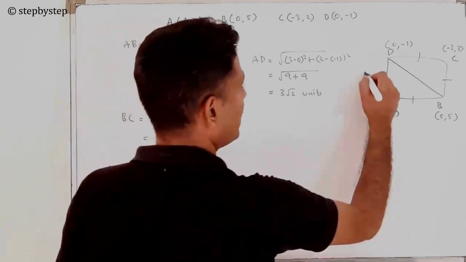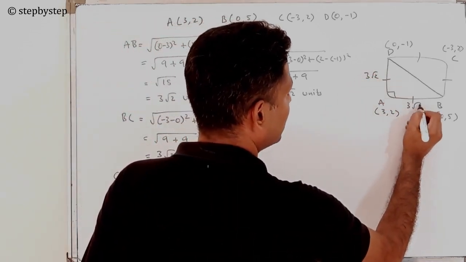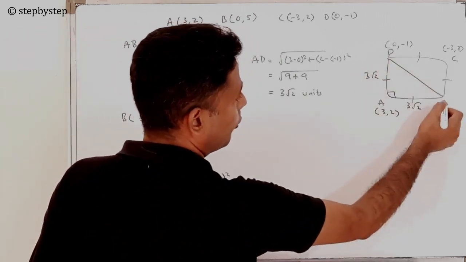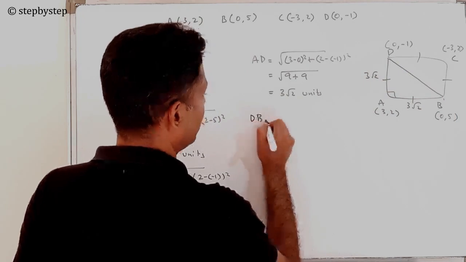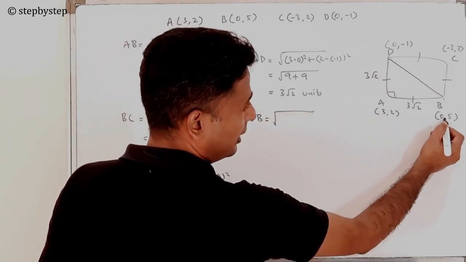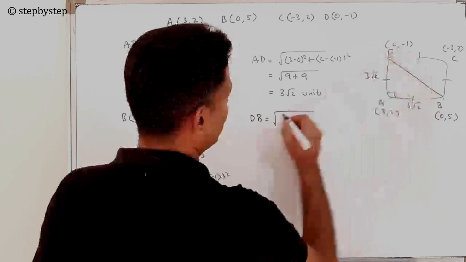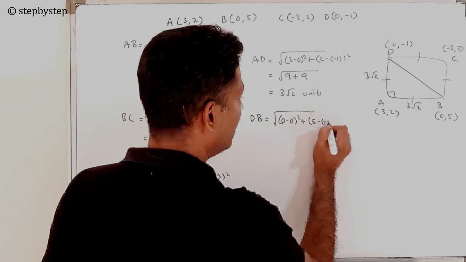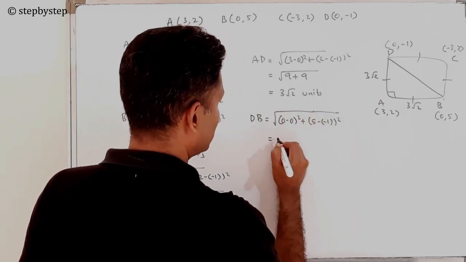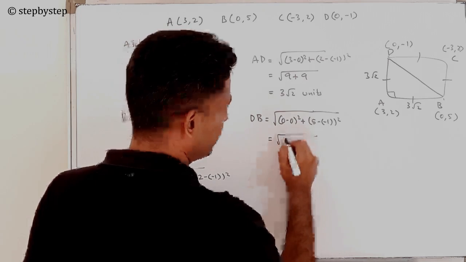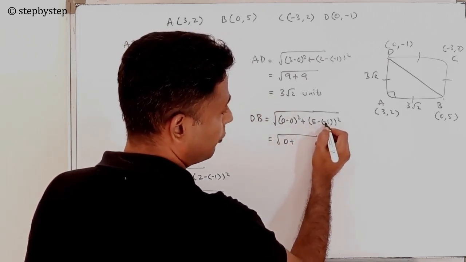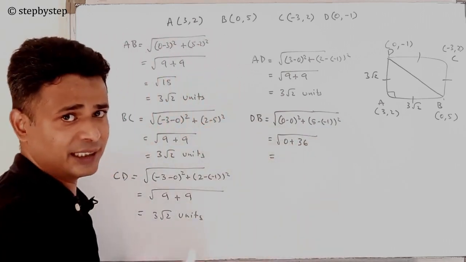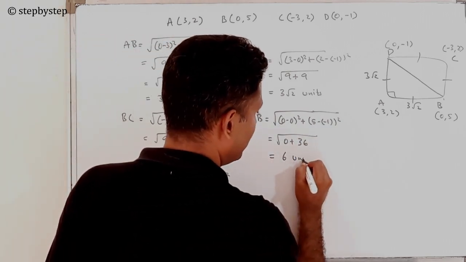And how will you show that? Okay, this is 3 root 2, this is 3 root 2, right? We have to show that this is a right angle triangle. So now we'll find DB. DB equal to, I'll take this as x2, y2. So x2 minus x1, that is 0 minus 0 whole square plus 5 minus minus 1 whole square. So this becomes 0 square, which is 0, plus 5 plus 1 square is 36. So we get 0 plus 36, root of 36, 6 units.